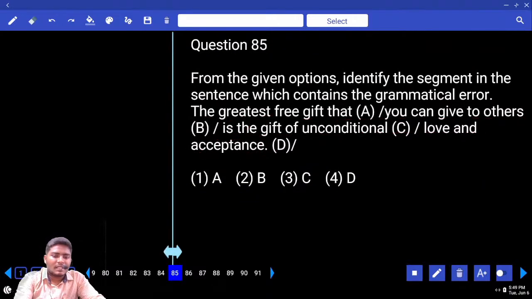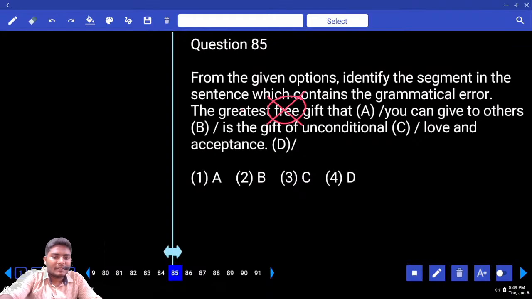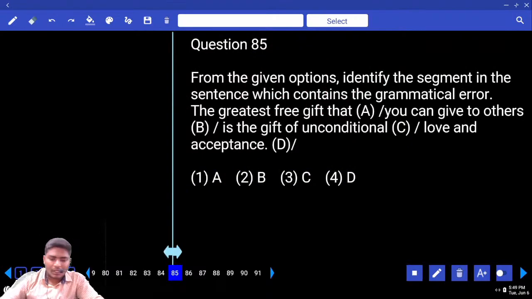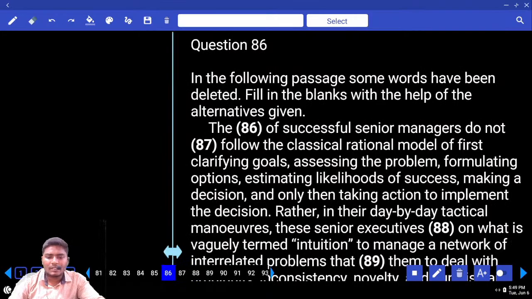Remember, in this sentence, the word free is unnecessary. You don't even need any replacement. It is simply the greatest gift. That's it. Not the greatest free gift. How many of you got this answer? While reading, you can understand this. Good. Move to 86. Close test.